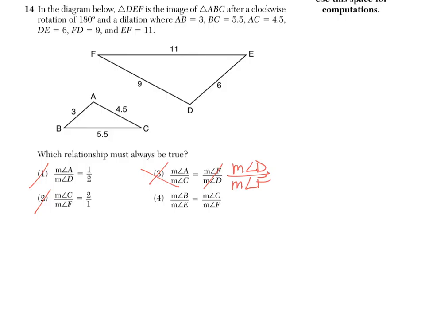Okay, and so for number 4, the measure of angle B over the measure of angle E, okay, those correspond, is equal to the measure of angle C over the measure of angle F. Yes, those are corresponding angles, so this proves to be true.